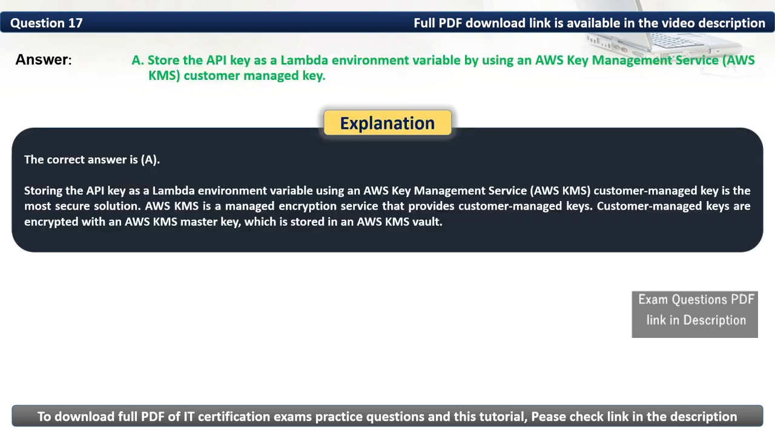Storing the API key as a Lambda environment variable using an AWS KMS customer managed key is the most secure solution. AWS KMS is a managed encryption service that provides customer managed keys. Customer managed keys are encrypted with an AWS KMS master key, which is stored in an AWS KMS vault.